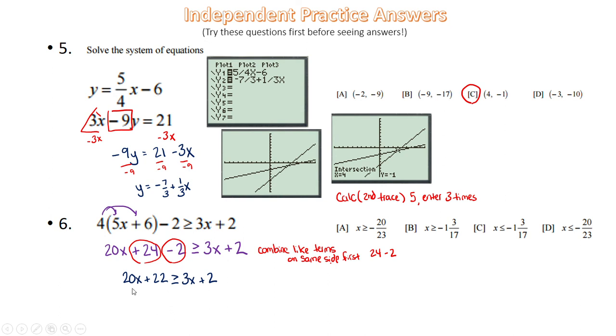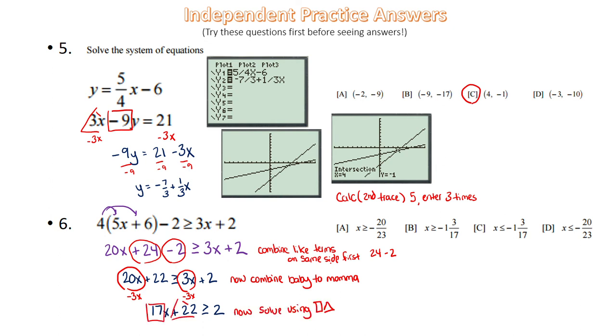Now we want to combine like terms on different sides of the equation. That would be the baby term of 3x, and we're going to move it over to the left-hand side by subtracting 3x on both sides. 20x minus 3x becomes 17x. Bring down the plus 22 and greater than or equal to 2. Now we set up our rectangle and triangle, which means we're going to subtract 22 on both sides first. So 17x is greater than or equal to negative 20, and then we divide by 17.